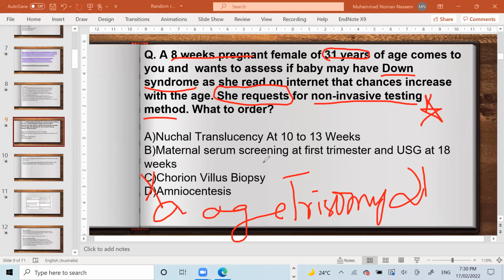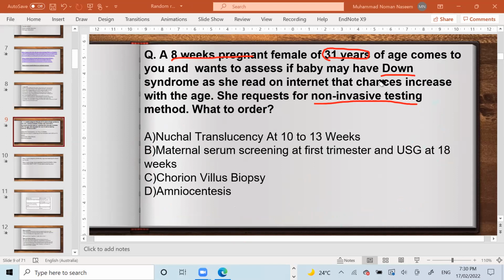So here, maternal serum screening at first trimester and ultrasonography at 18 weeks is a wrong option because we don't do that in the first trimester. Ultrasonography is at 18 weeks and they're asking about the first trimester one. All right. So nuchal translucency at 10 to 13 weeks. If it is increased beyond a certain measurement, then the chances of having a Down syndrome baby increase. And after that, or in combination with that, we do the maternal serum screening in the first trimester.